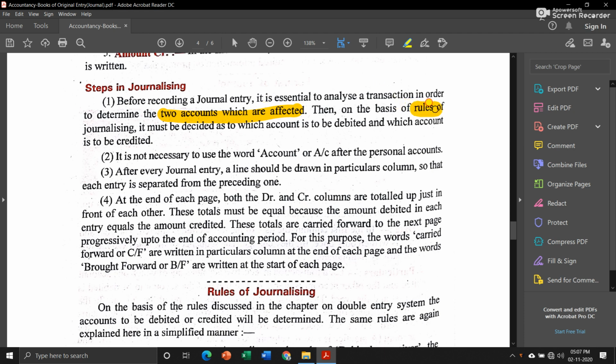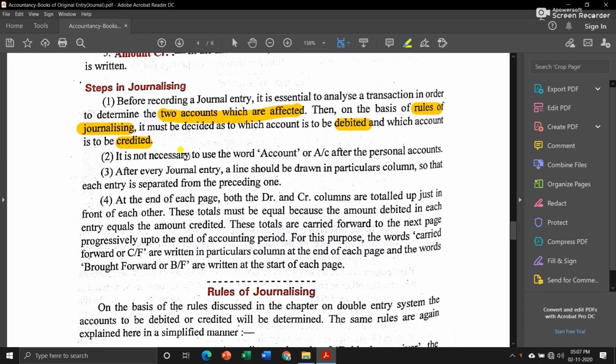Then on the basis of rules of journalizing, remember in one session we have done traditional approach, and so we saw personal account, real account and nominal account and their rules. So we have to follow those rules, and based on those rules we have to see which account will be debited and which account will be credited. Now after finding out these things, we have to make proper entry in the journal, and while writing there are certain rules that we have to keep in mind.